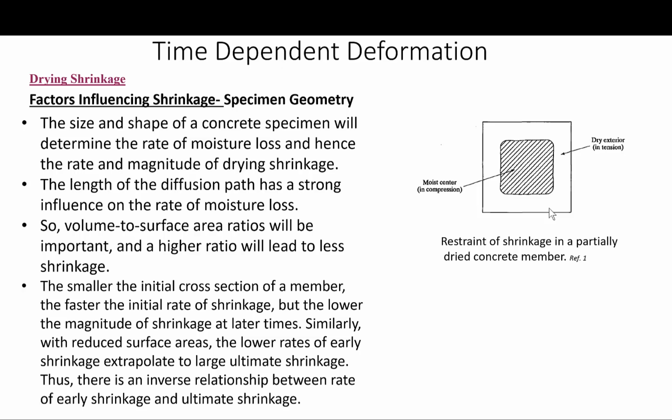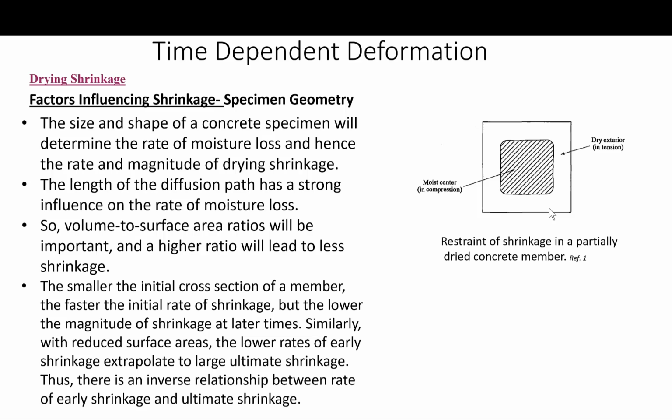So volume to surface area ratio will be important, and a higher ratio will lead to less shrinkage. For example, a T-beam section will dry more rapidly than a square beam, but have less ultimate shrinkage. The rate of moisture loss depends on the total surface area and the average length of the diffusion path. The smaller the initial cross section of a member, the faster the initial rate of shrinkage, but the lower the magnitude of shrinkage at later times.